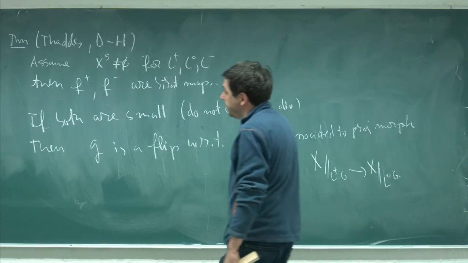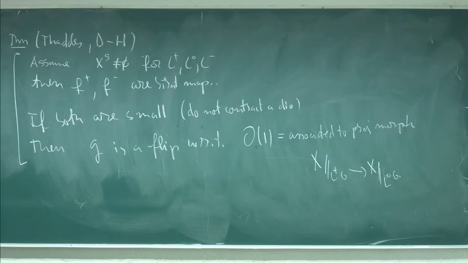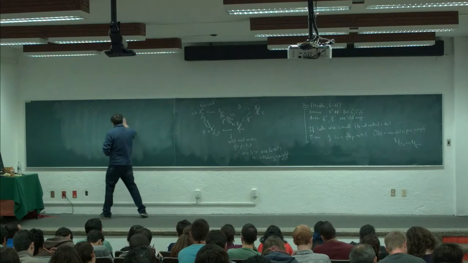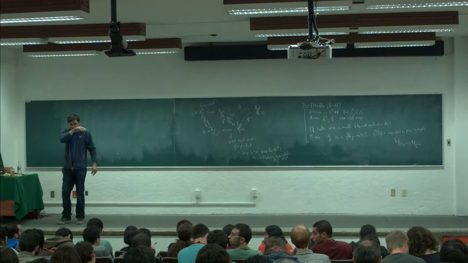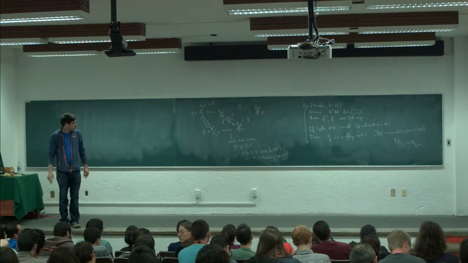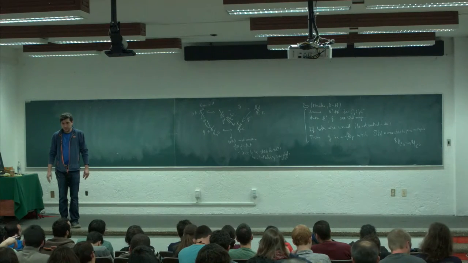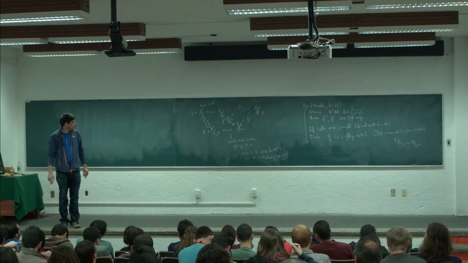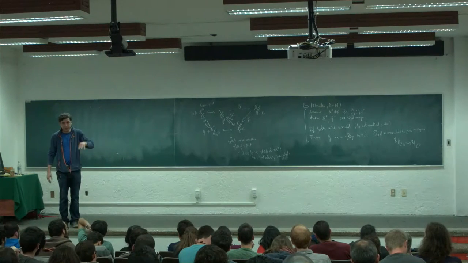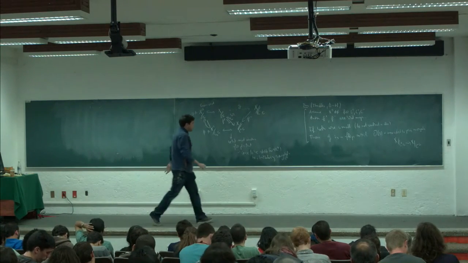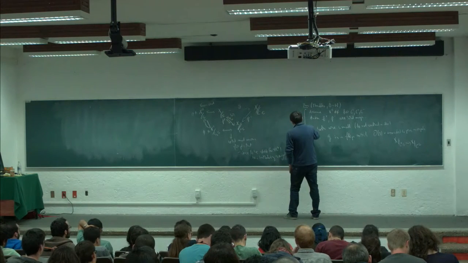So anytime you have a projective morphism, there is a relative O of one, and to define a flip, let me put the definition of flip. Sorry? The G morphism always exists, or only for small maps? G is always a birational map under my assumption, but otherwise, okay, so this is the generic case.